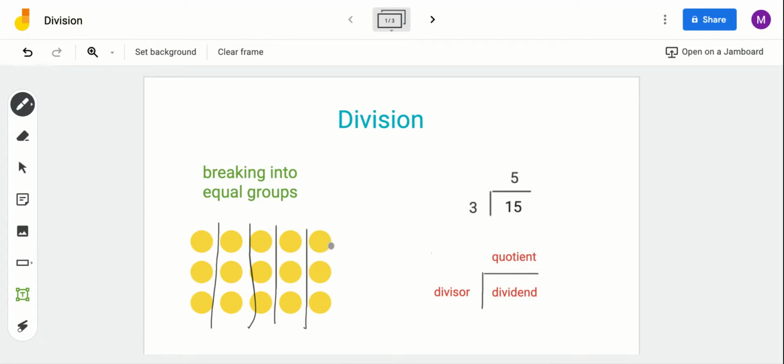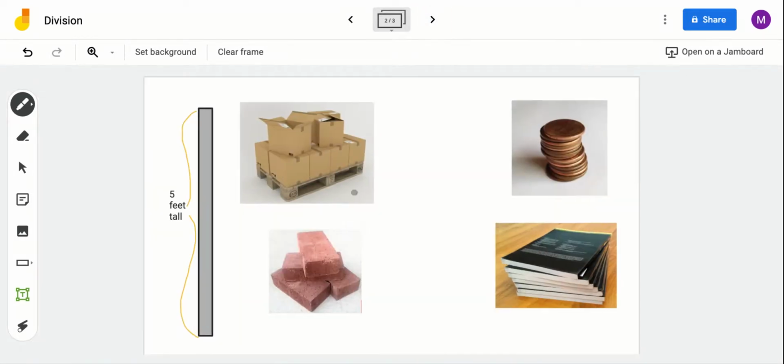So dividend, the total amount that is going to be broken up. Divisor, how it's being broken up. And then quotient, the answer to that division problem. And so when we're thinking about division, sometimes our thinking gets twisted up. So we're going to look at an example here for a minute.